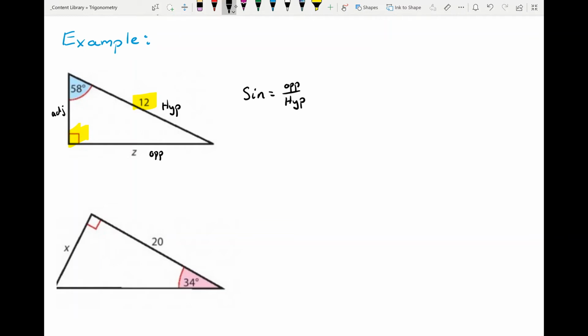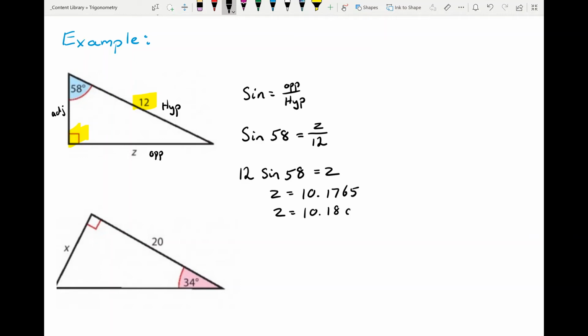We can then fill in the values we know. So it's sine of 58, the angle 58, equals the opposite side, which is z, over the hypotenuse, which is 12. Rearranging this, we can multiply both sides by 12 to eliminate the fraction, and we're left with 12 sine 58 equals z, and using our calculator, z will work out to be 10.1765, or depending on what they ask for in the question, we'll probably round that to 10.18 centimeters.